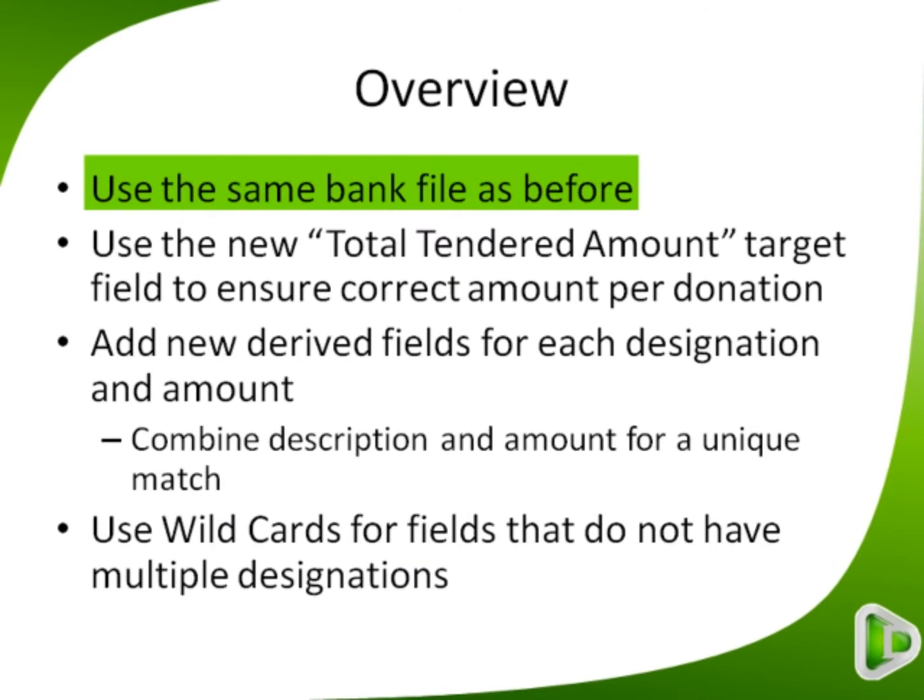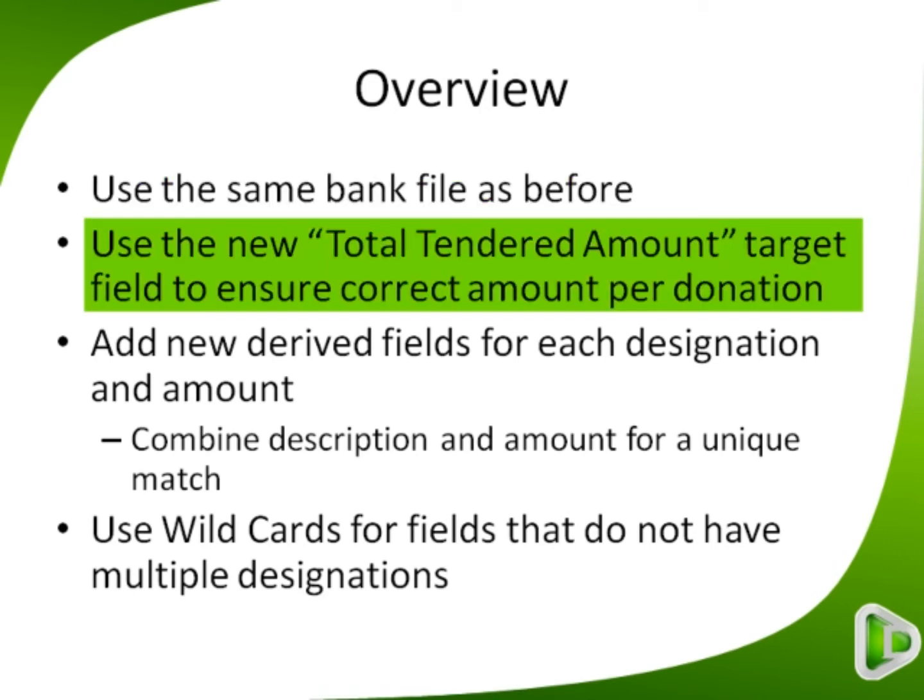We're going to use the same bank file as before. Now you may not be familiar with our specific bank file, but you're not going to change anything about the bank file you've been using. However, there are some new things. Number one is a new total tendered amount target field. This ensures that the correct amount gets imported into DonorWise even when there are multiple splits in the donation.